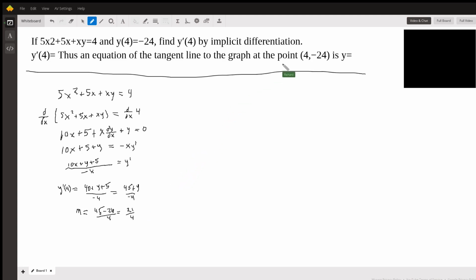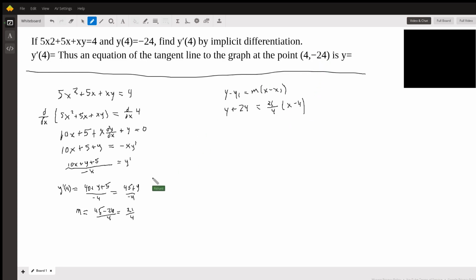And now we know that this tangent line goes through this point, so we can use point slope. So it's going to be y minus y1 equals m times x minus x1. So y plus 24 is equal to 21 over 4 times x minus 4. So that's the equation of the tangent line that goes through this point.